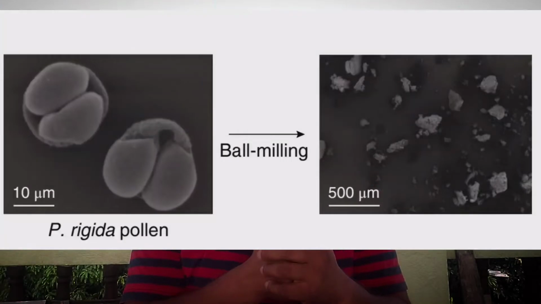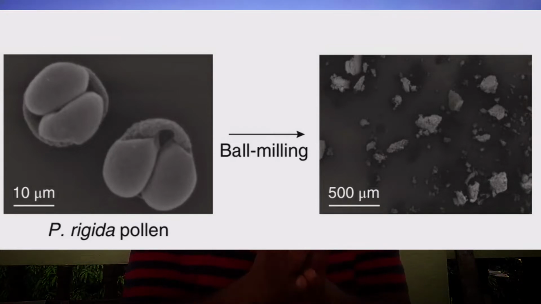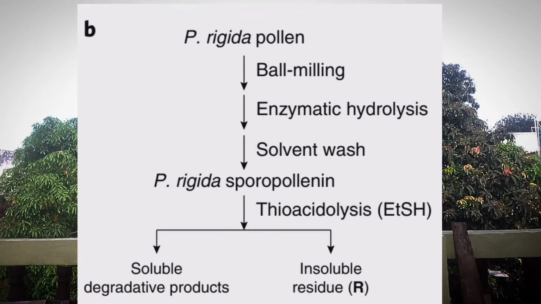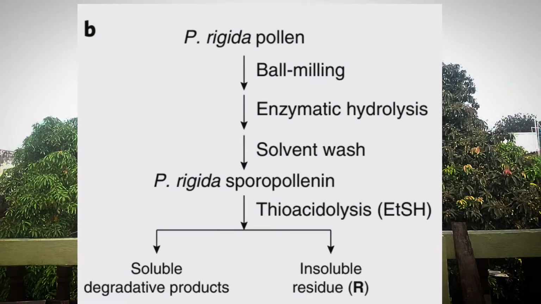Now, before the thioacidolysis, let me describe the process a little bit. After getting the pollen grain, they do ball milling, which is basically grinding into powder, followed by some enzymatic digestion and washing. They then go for thioacidolysis. This results in two components: one soluble component and another insoluble component. The soluble component is subjected to HPLC UV mass spectroscopic analysis, and this analysis results in different kinds of chemical substances in the pollen grain.